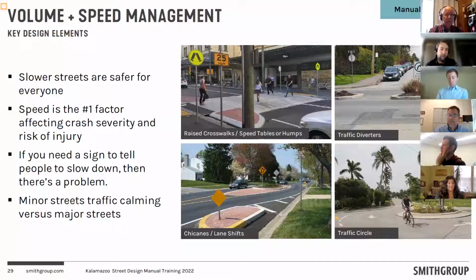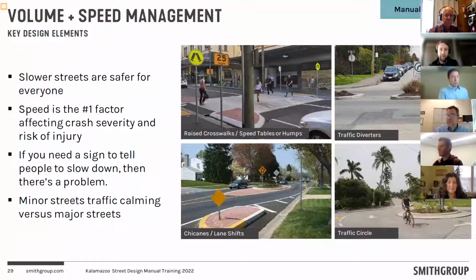So just recognizing that slower streets are slower for everyone, or safer for everyone, excuse me. Speed is really the number one factor that affects crash severity and risk of injury across all types. And it's not just a matter of going out and saying, all right, we're going to just start changing the posted speed limits to put a lower limit in. That's not really an effective way of changing speeds. You really have to change over time the physical conditions of the roadway to give drivers and everyone else the cues of how fast or slow they should be going without needing a sign to reinforce that.